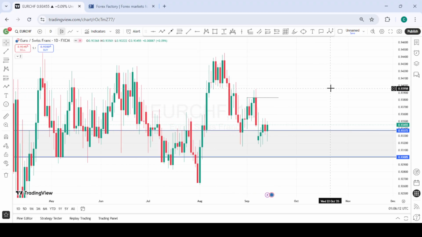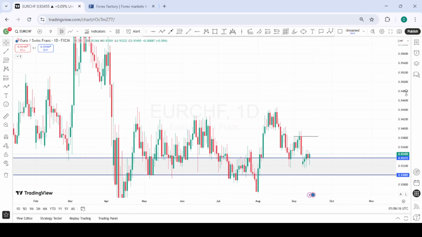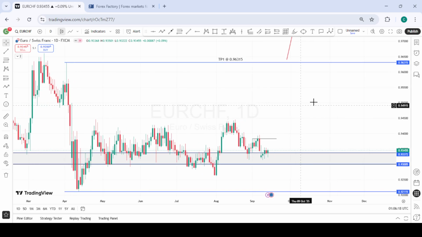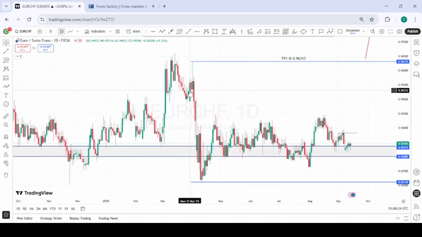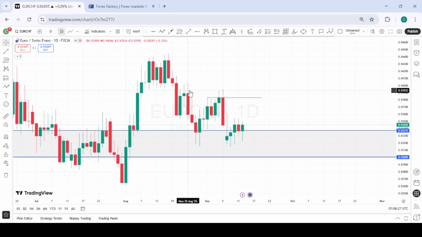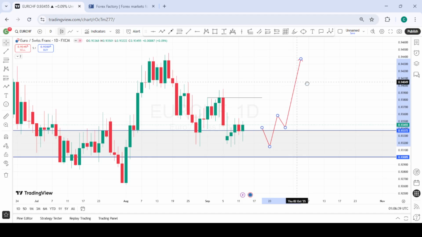We have here EURCHF, and EURCHF from last week, we're expecting price to give us some reactions from this zone to the upside. So for the coming week, we will be looking out for some reversal patterns. Should price give us maybe a double bottom here and give us a break and then retest of the neckline, we'll be interested in taking the buys to the upside for EURCHF.